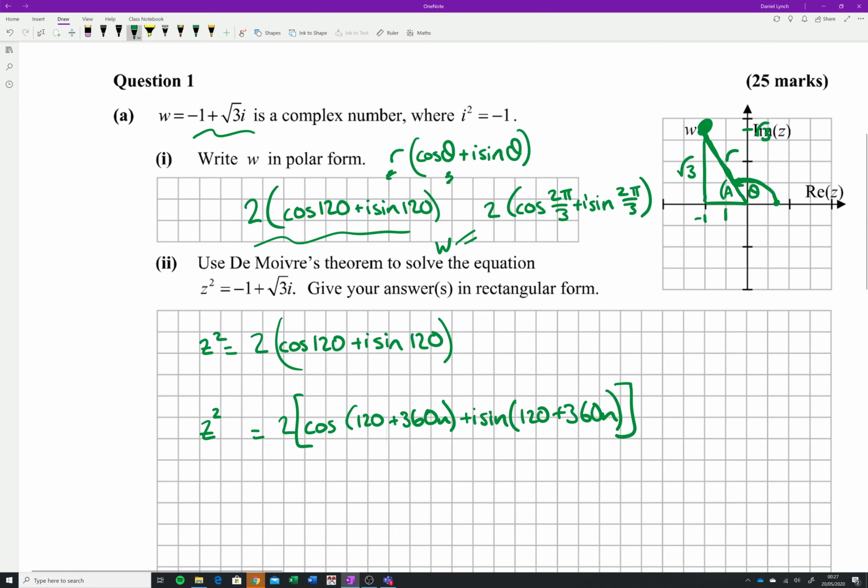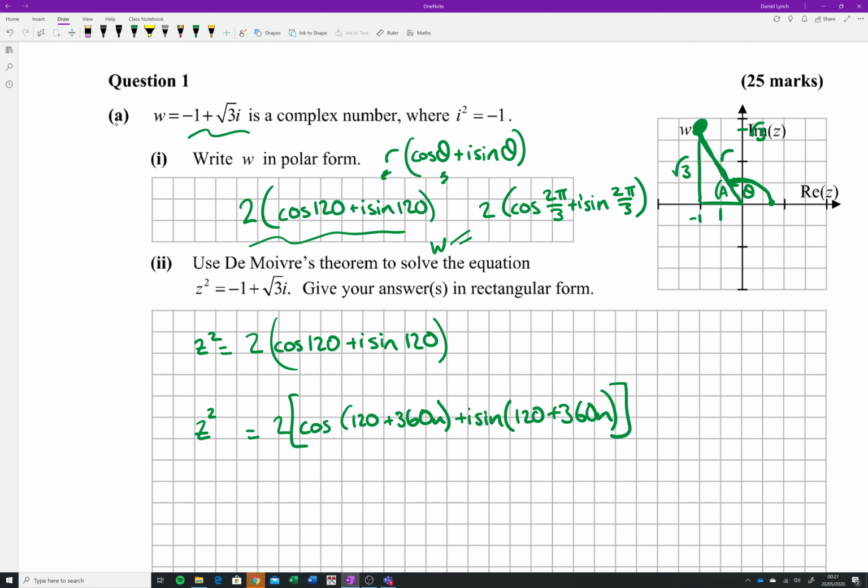Whenever you're going down the way, you have to write it in general polar form first. So to get z, you take z squared and you put it to the power of a half. You're square rooting it. So this other thing here, you're going to put it to the power of a half. So you're going to get 2 to the power of a half, which you can write as root 2. No problems there. And remember what we said, if you're putting it to a power, whatever the angle is, you multiply by. So we'll multiply by a half. So it's now the cos of 60 plus 180n plus i sine 60 plus 180n.